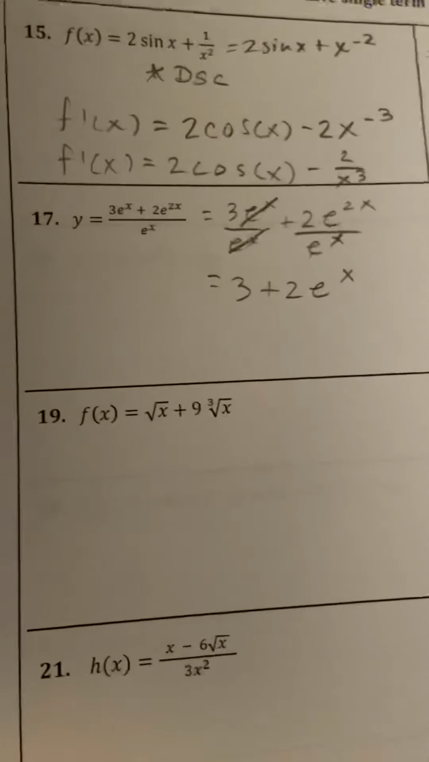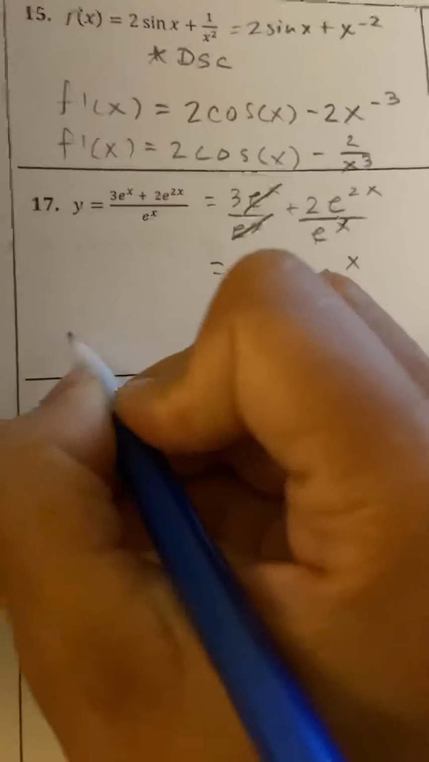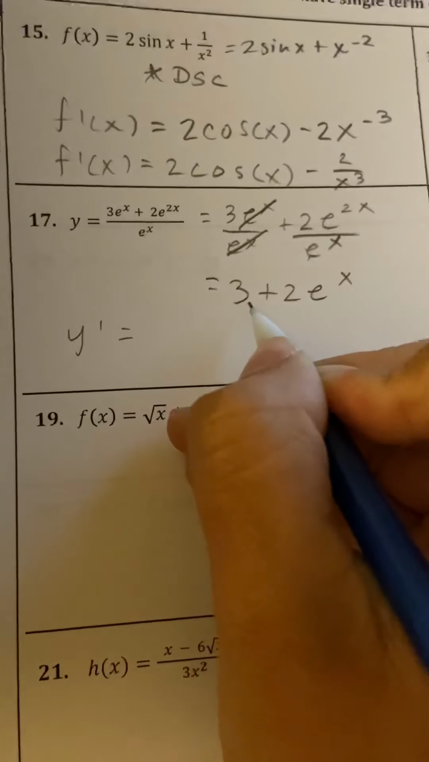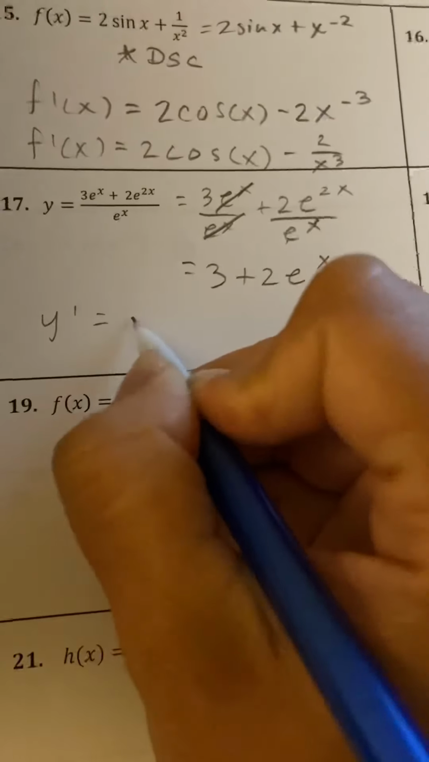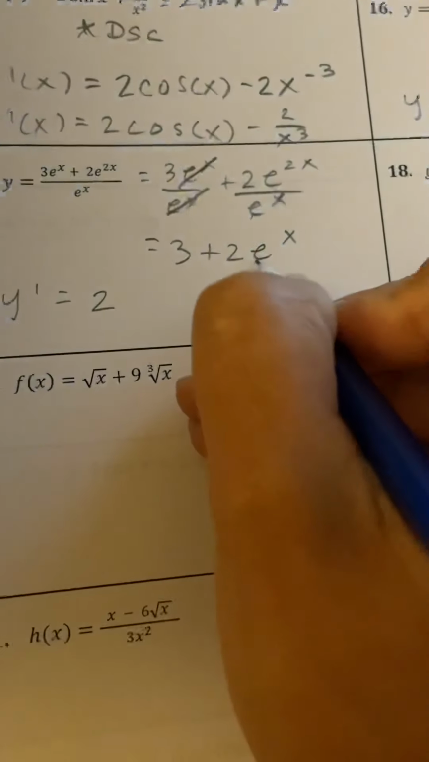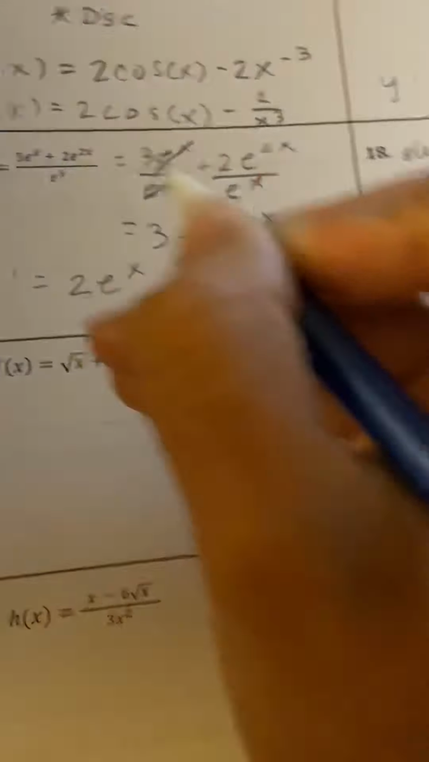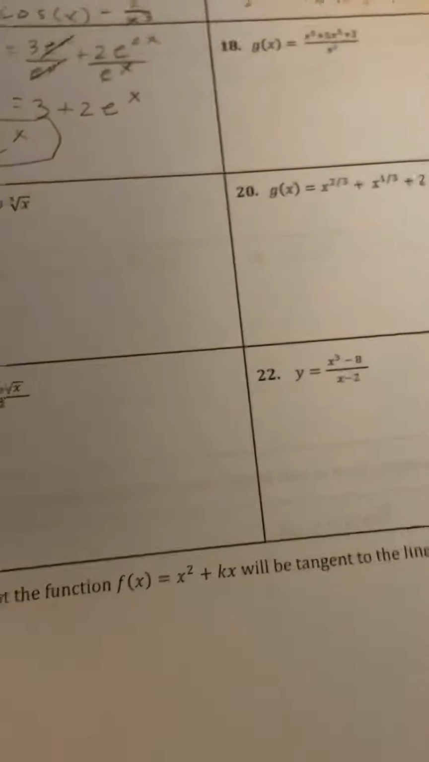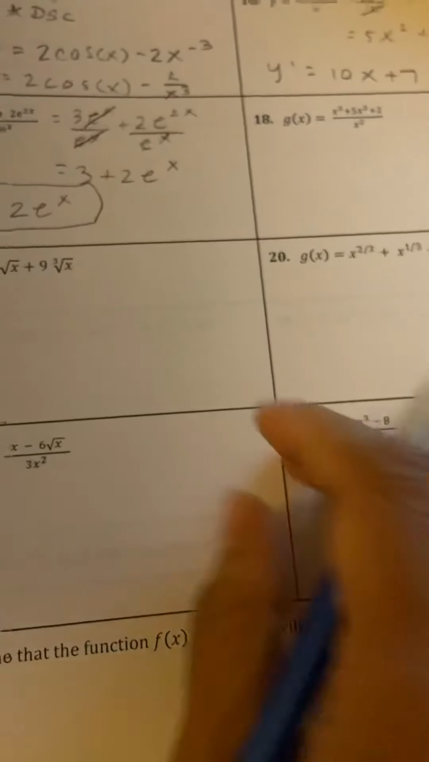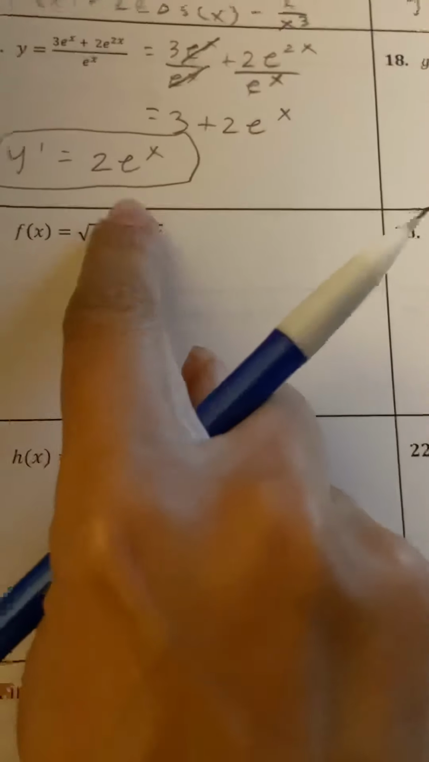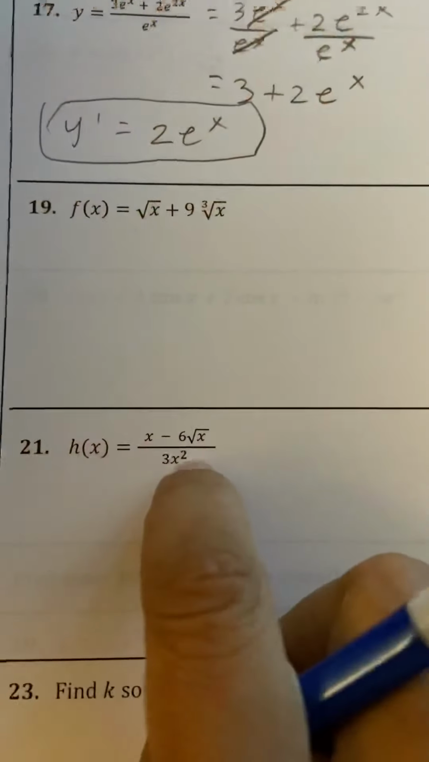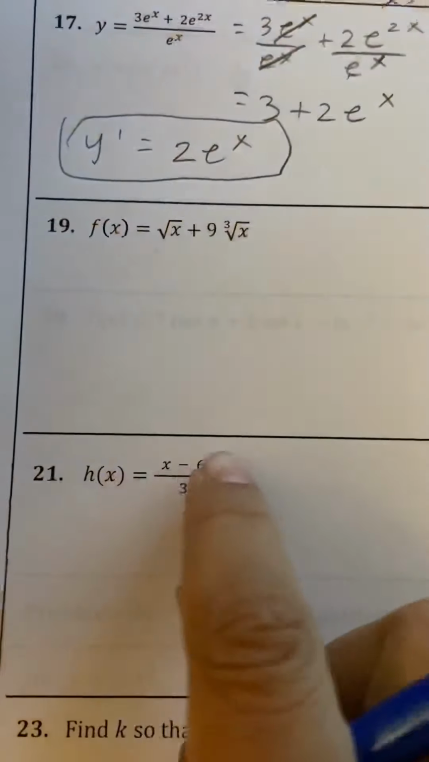Okay, now I can take the derivative of that easy. I would have y prime is equal to, well, the derivative of any constant is 0, so I'm not going to write that. And this guy, well, the 2 is a constant, leave it alone. And the derivative of e to the x is just e to the x. So that's my answer. Same thing for this one, just rewrite it without the radicals here. Separate it, give the 3x squared to both terms here.